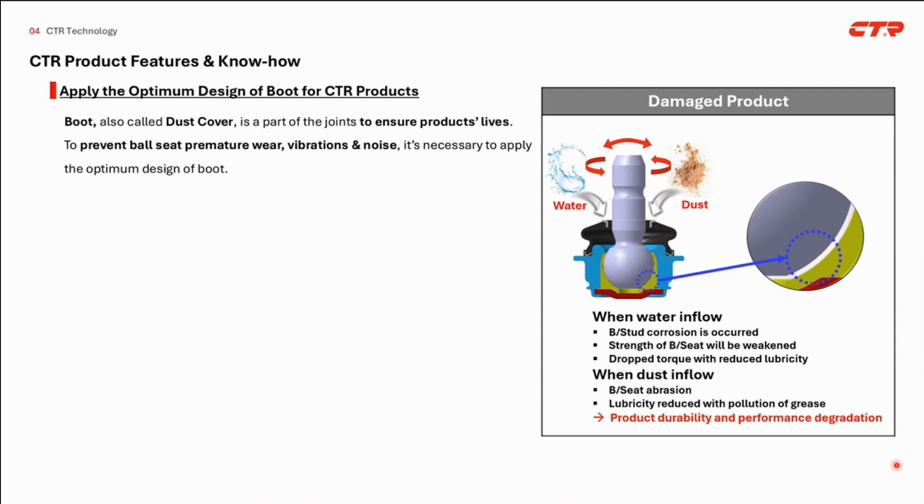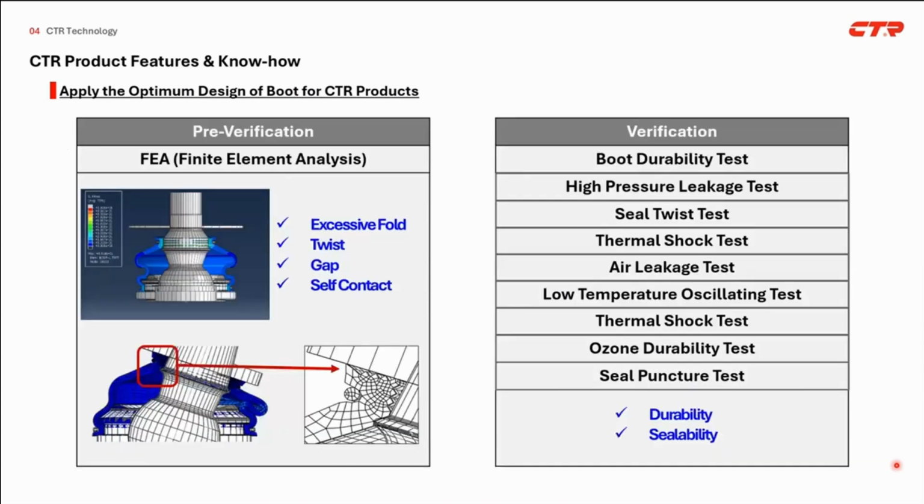In the worst case, the bolt can be pulled out. That's why it's necessary to apply the optimum design of the boot. So when CTR develops new items, CTR checks excessive bolt waste, gap between the boot and related parts, and self-contact in advance through FE analysis. And through various sample tests like the boot durability test, high pressure leakage test, seal twist test, and so on, CTR checks boot durability and sealability.